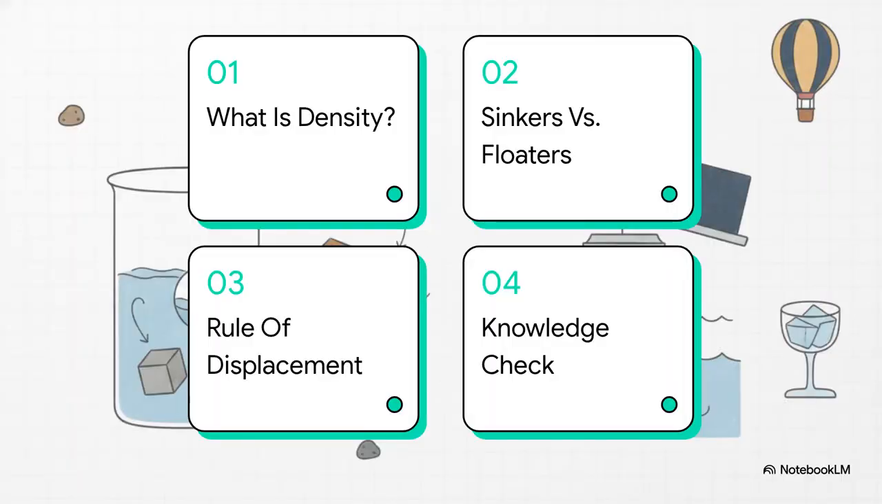Okay, let's dive into this. Here is our roadmap for today. Number 1, what is density? Number 2, sinkers versus floaters. Number 3, the rule of displacement. And number 4, a quick knowledge check. Let's get right to it.